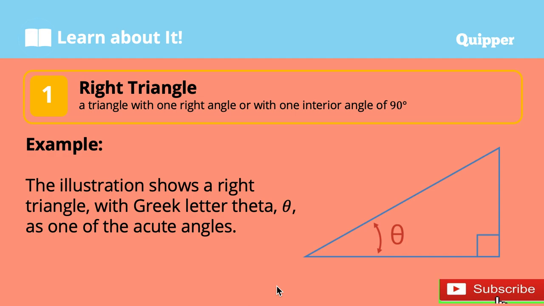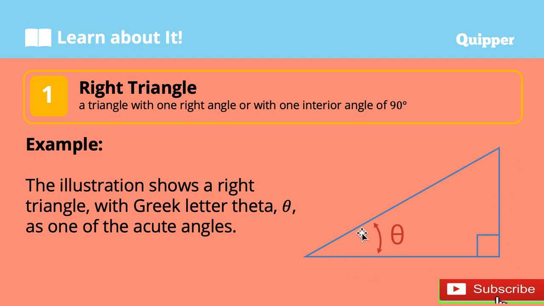Let's learn first what is a right triangle. It is a triangle with one right angle, or with one interior angle of 90 degrees. For example, this illustration shows a right triangle since one of its interior angles measures 90 degrees. If you can see this symbol, it means that this angle measures 90 degrees. And of course, the other two angles are the acute angles of this right triangle.